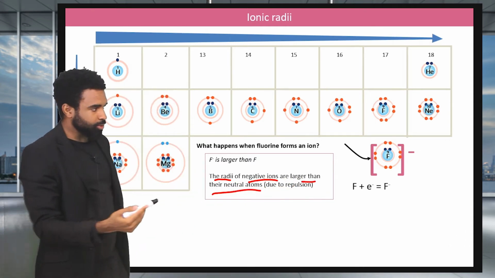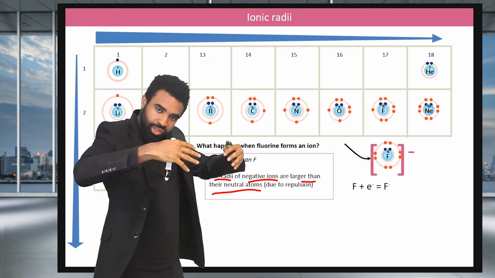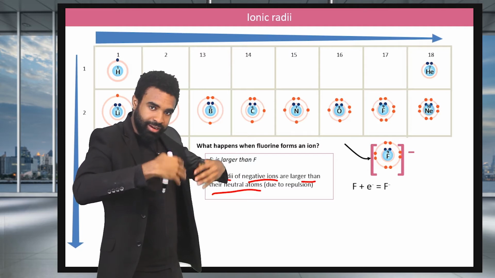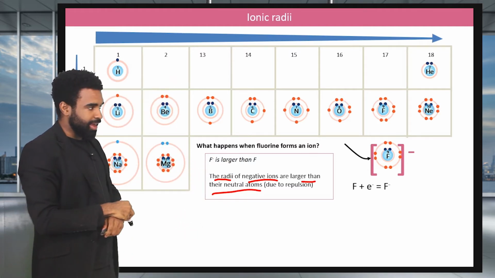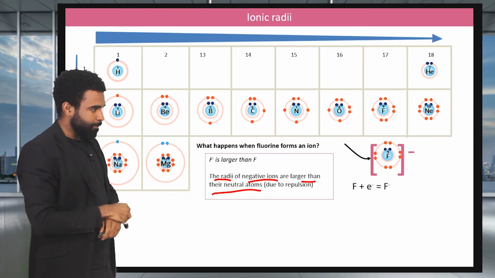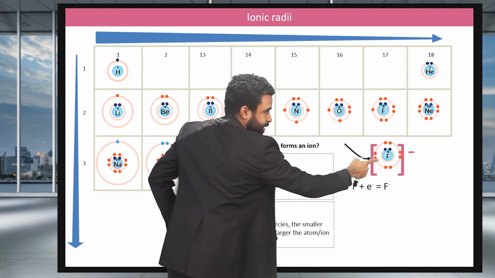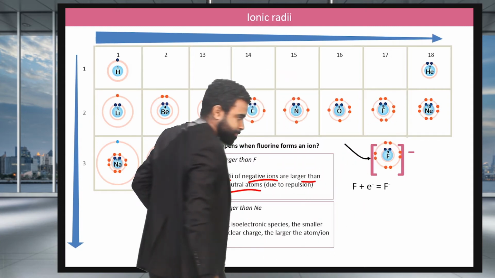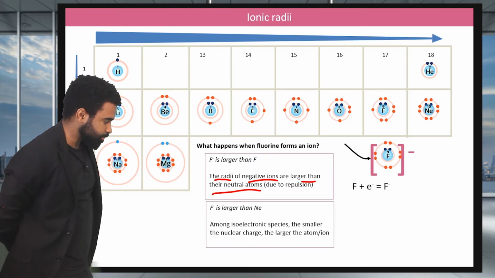Why? Due to repulsion. When we added that electron, the added repulsion in that shell pushed the shell outwards. So we had a larger ionic radius than we have an atomic radius. Okay? So that's the first thing we notice. The second thing we notice is that F minus is larger than Ne, larger than neon, even though they have the same number of electrons.